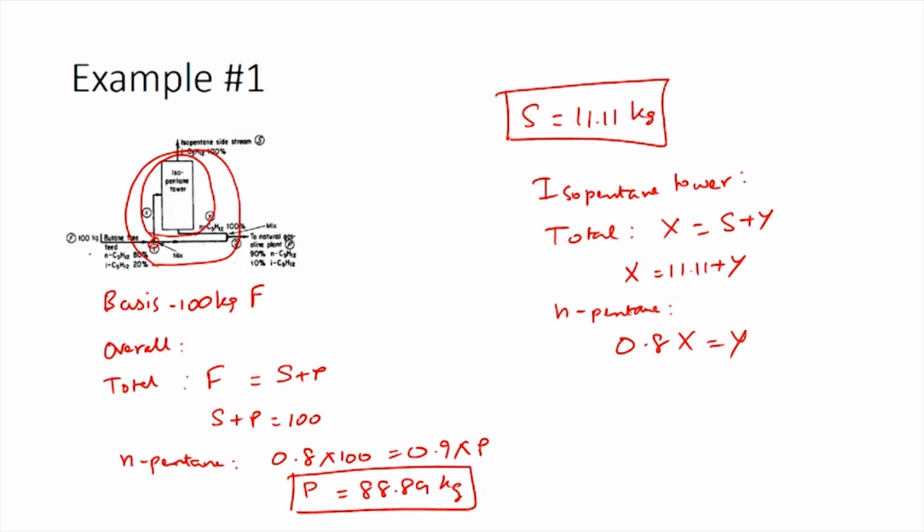This means the concentration of N pentane in the butane free feed and the fraction entering the isopentane tower would be the same, thereby you have 0.8 as the fraction of N pentane present in this stream. So, you have 0.8 x, which is the input, equal to the output, which is y. The output is 100% N pentane giving you a mass value of y. So, using these two equations we can solve for x and y.